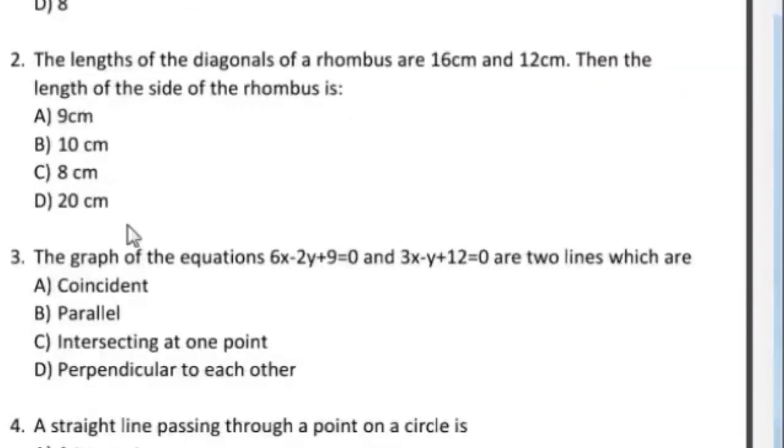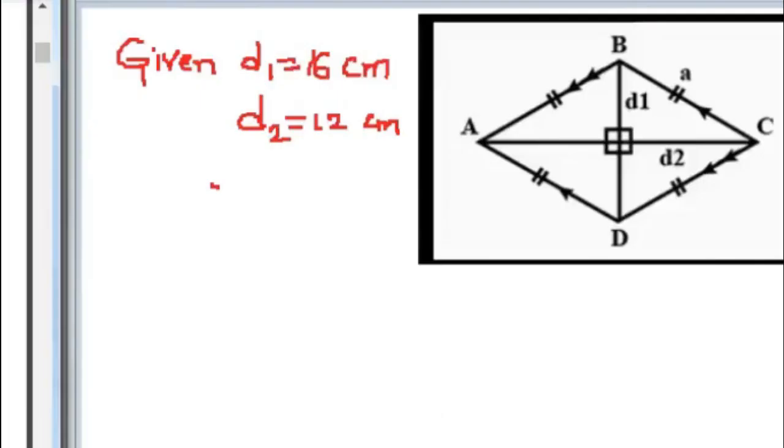Second question, the length of the diagonals of a rhombus are 16 centimeters and 12 centimeters. Then the length of the side of a rhombus is. We all know the diagonals of a rhombus cut each other at 90 degrees. So this one I am assuming as O, and it will be 90 degrees. D1 is given as 16 centimeters.